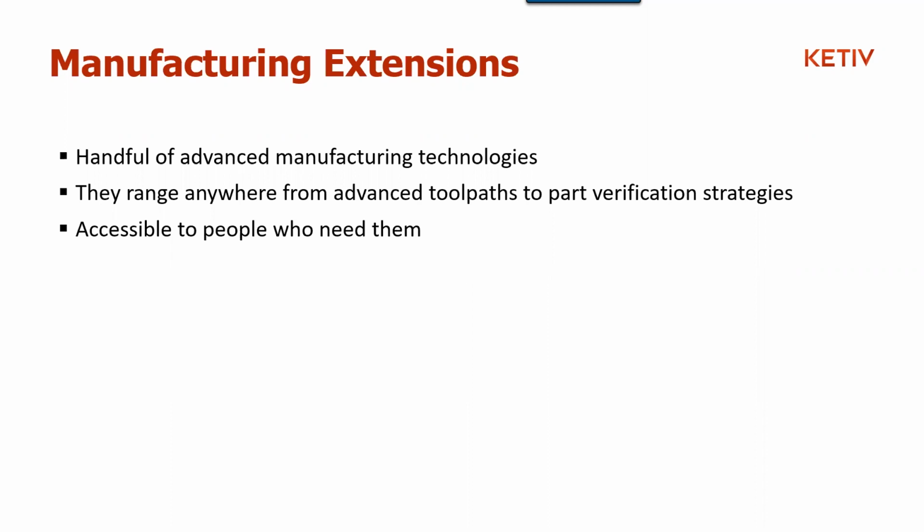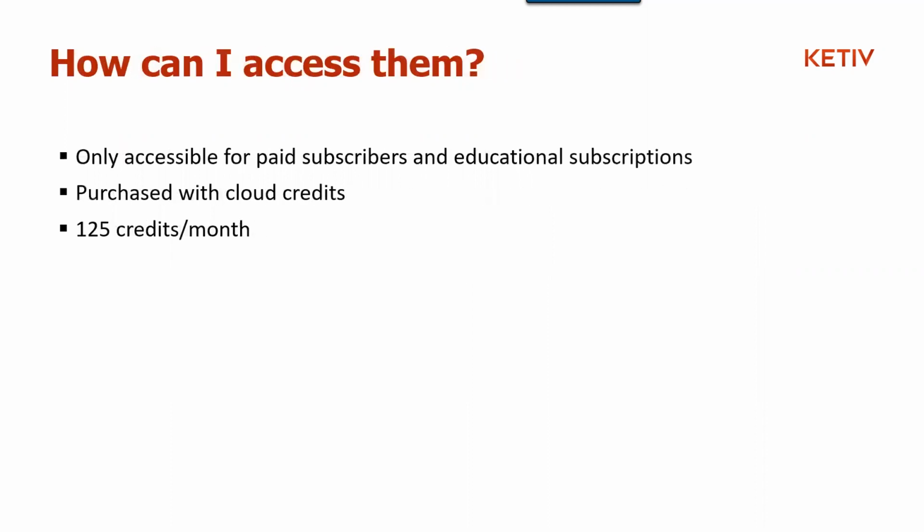And again, these extensions are accessible to people who need them, right? Meaning that if these strategies are too advanced, or maybe you don't see any fit for them, then that's okay. You're not obligated to pay for these. You're not obligated to purchase them. It's only for people who really want to take that next step and want that machining efficiency and programming efficiency as well. So how do you access them?